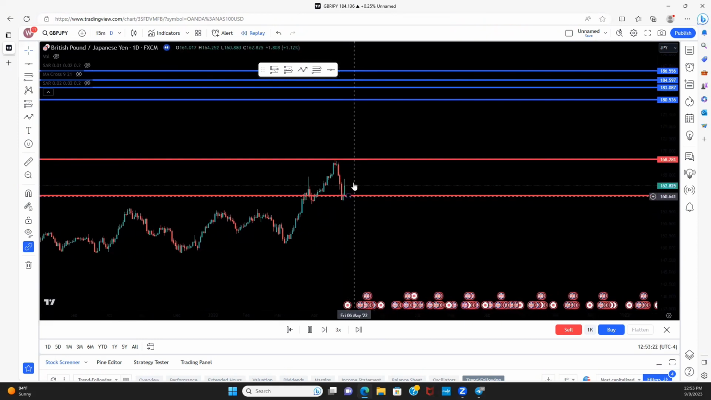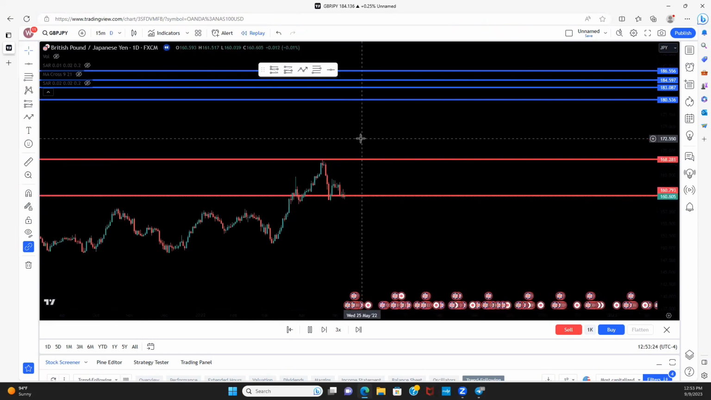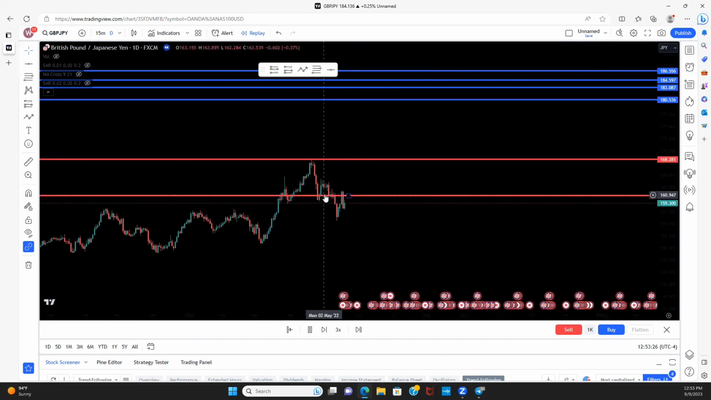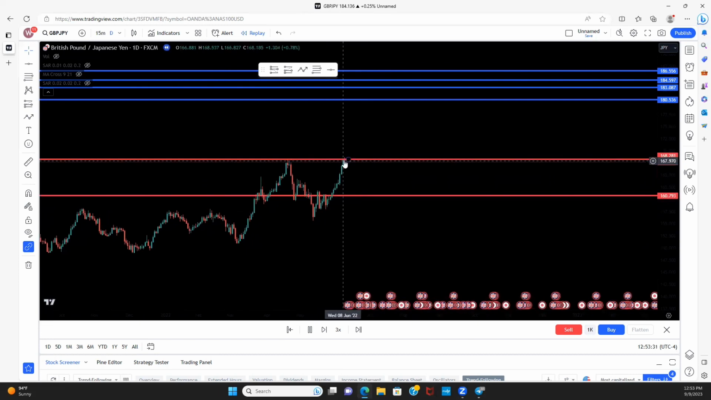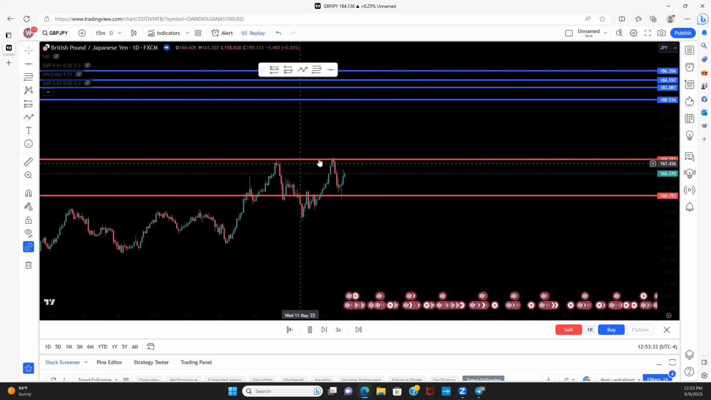But look at how price got stuck in this box. And then look, when it broke down to the downside, you could have went for some sells. You see how it's treating as resistance? Then it broke to the upside. Look how it rejected that level again. You could have went for sells there.